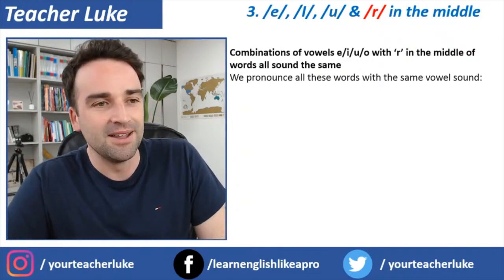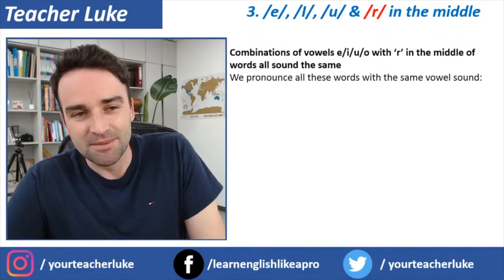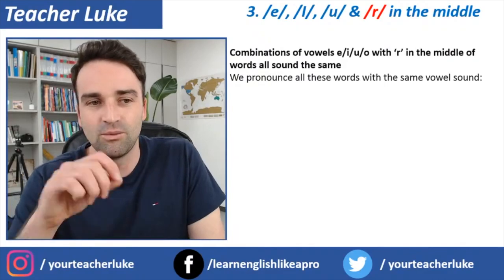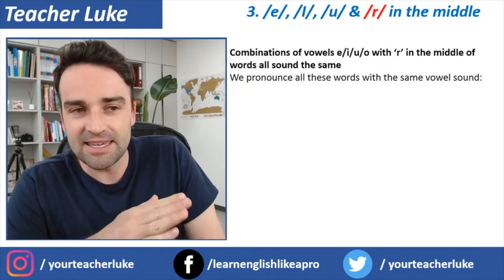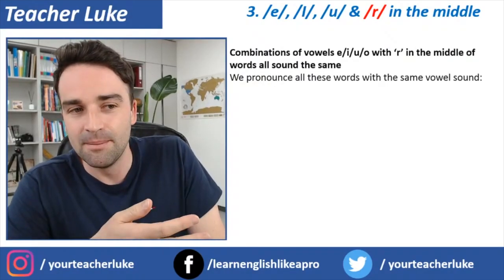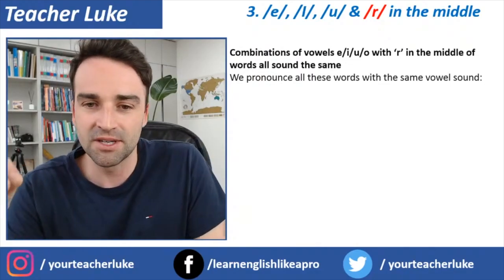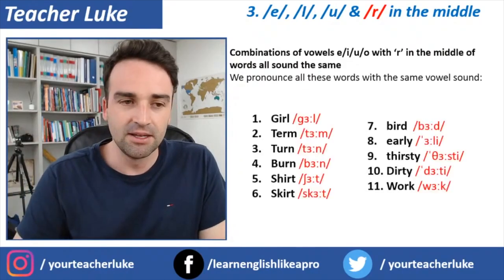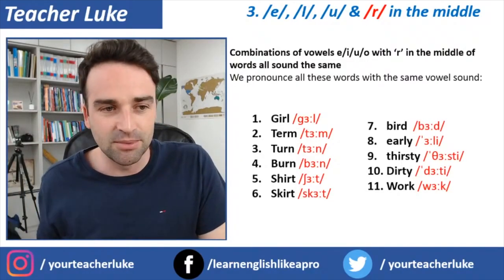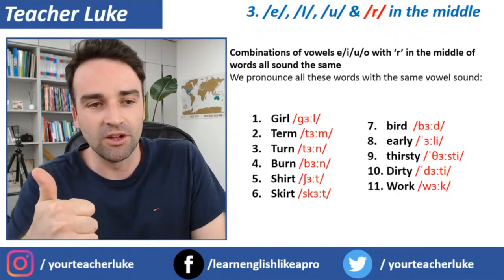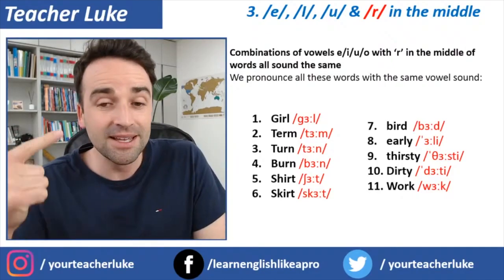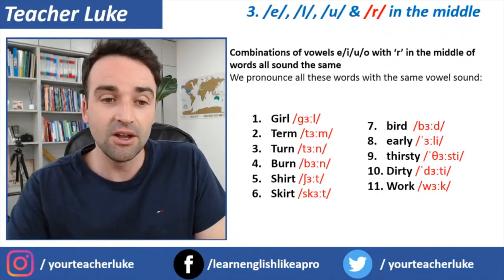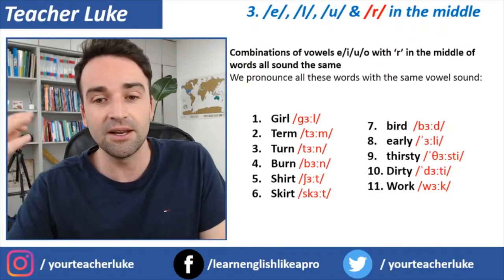So, number three. Okay, it's a bit complicated, but it's combinations of vowels. When the word has E, I, U, or O, but R is in the middle of the word, we actually pronounce all these words in exactly the same way. So let's look at some examples. I have 11 examples for you. We have girl, turn, term, burn, shirt, skirt, bird, early, thirsty, dirty, and work.